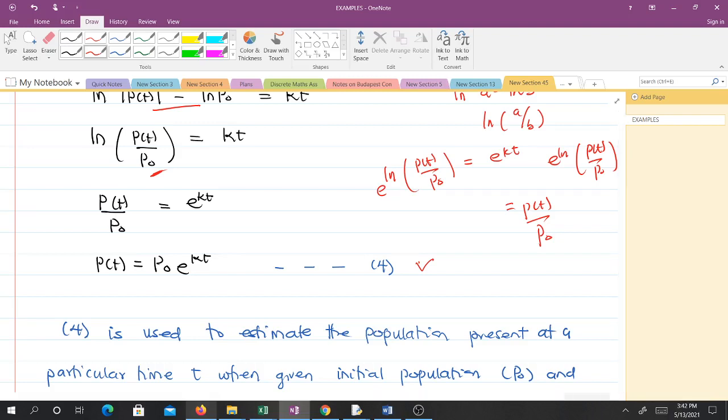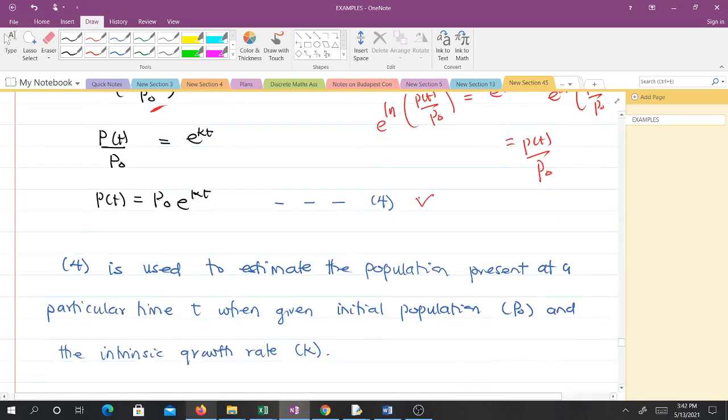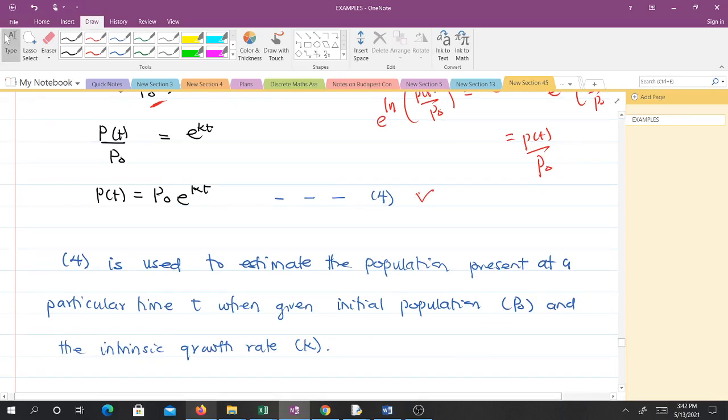And equation 4 is very, very important. It is used to estimate the population present at a particular time t when given the initial population p naught and the intrinsic growth rate, that's k. Okay, so this equation is very important. Don't worry, we'll be solving examples and you'll know why I'm saying it is very important.